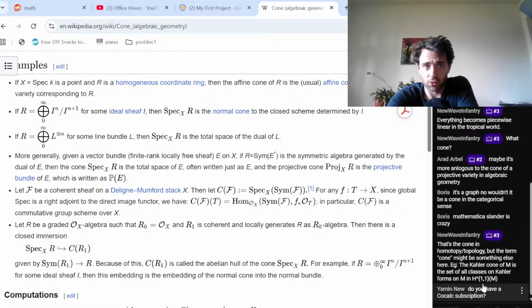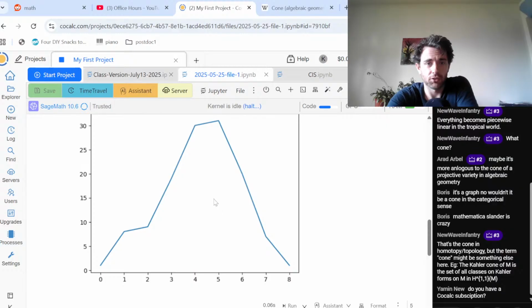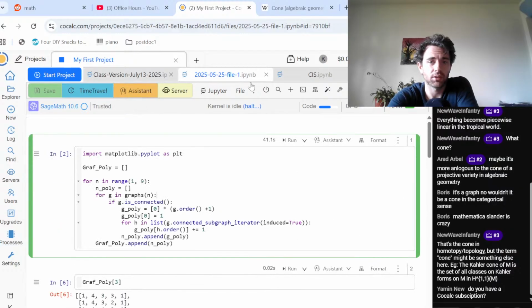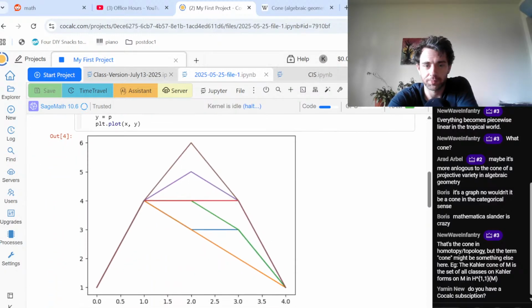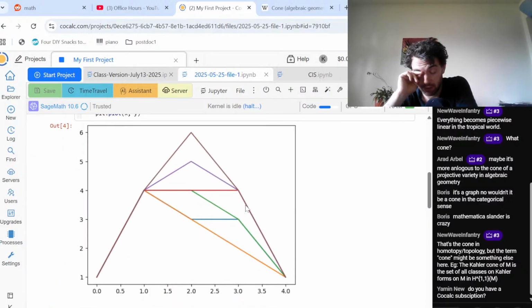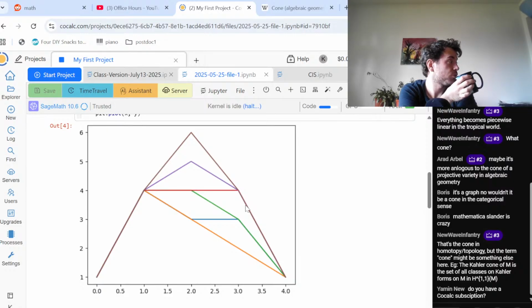I do not have a CoCalc subscription. As you can see, the yelling went away. Sometimes it yells at me about the fact I don't have a subscription. I'm not paying for that. I did pay a little bit for it once because I needed more computation power. I had some other side projects I was screwing around with.